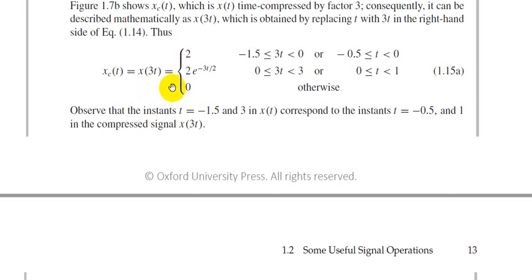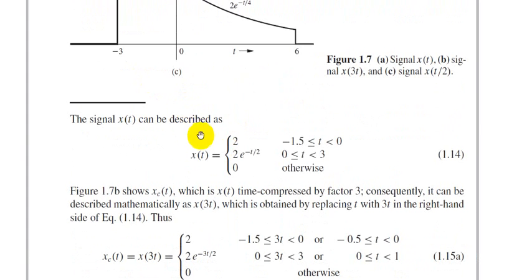For example, this is x of t you are provided with, and you are about to find x of minus t. What we will do is put x of minus t equals 2 for minus 1.5 is less than or equal to minus t is less than 0, and 2e to the power minus, within the bracket, minus t divided by 2, for 0 less than or equal to minus t less than 3.